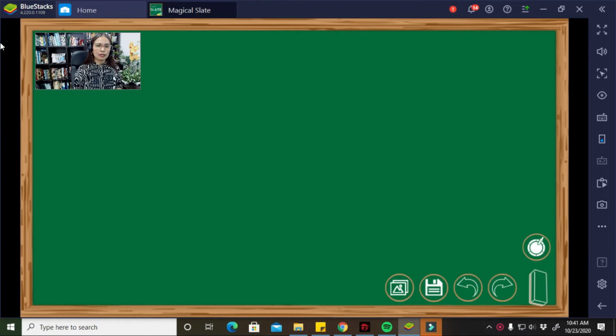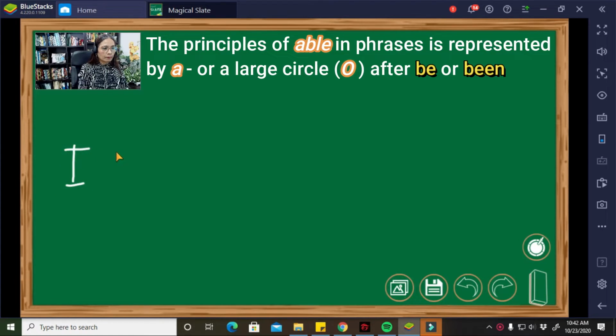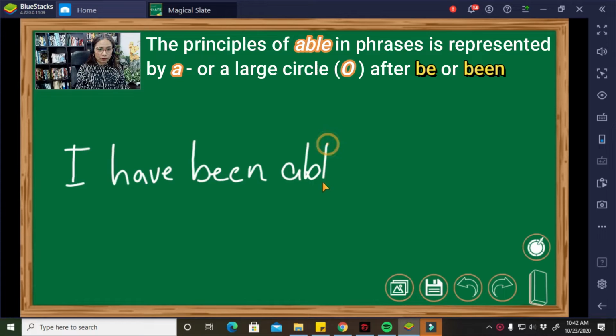Okay, now this time let's take up the last principle, which is the able in phrases. The word able is represented by a after be and been. Okay, so let's have an example. I have been able. Okay. I have been able.